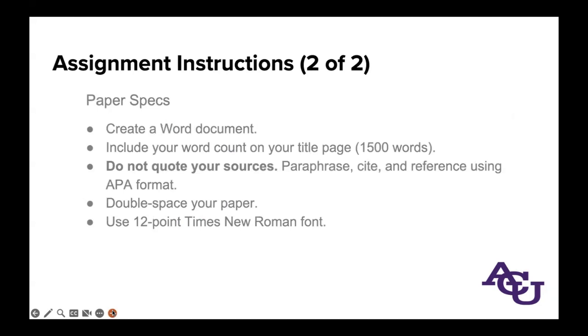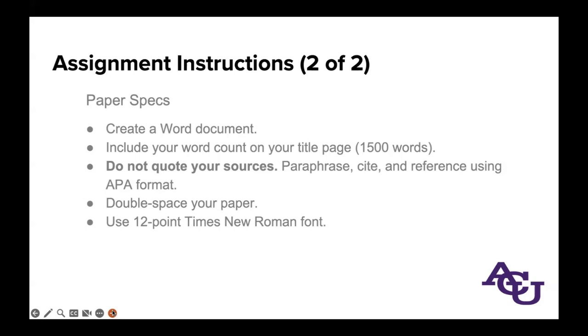Third, don't quote your sources. I don't know how many times in the online writing center I'm always encouraging students: stop quoting, paraphrase, paraphrase. Paraphrasing just shows so much intelligence. I mean, quoting is like, oh, that sounds good. Why does it sound good? I don't know. Paraphrasing is when you can break things down and put things into your own words. So don't quote. Paraphrase, cite, and then reference using APA format.